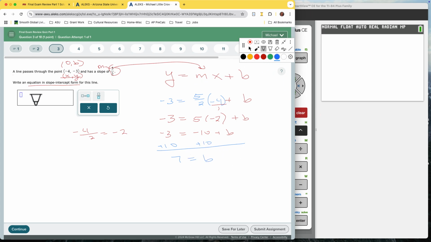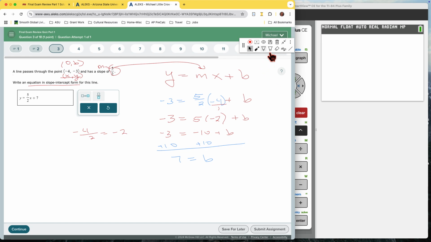And now we can go ahead and enter that in as our formula. And notice they want an equation, so we have to have the equal sign. And we put in y equals 5/2. Don't forget the x, because that's part of the equation, plus 7. And that is how we can do that one.